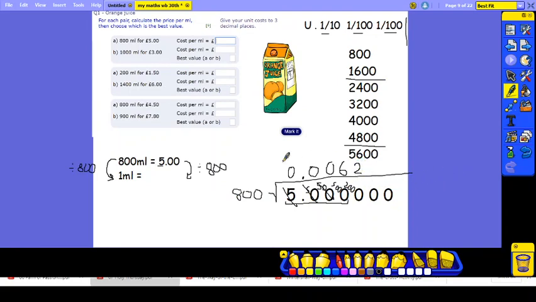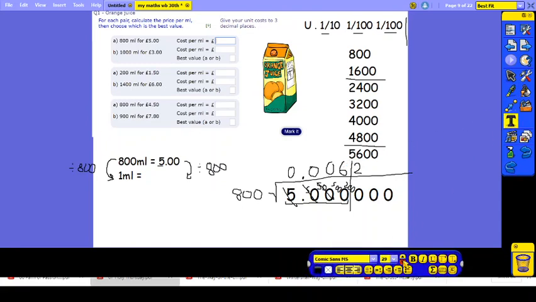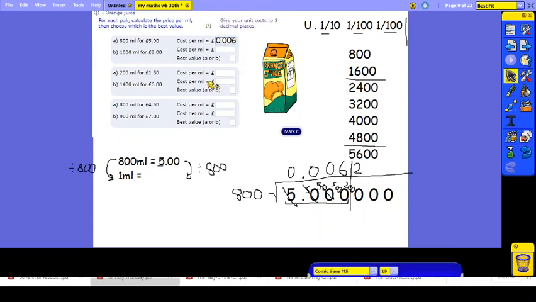There's no point in my time because it only wants it to 3 decimal places, so I would stop here. And it was worth me doing because it showed me it's 2, so this gets to stay as a 6. So then, I can see that for every millilitre for this first amount, I would have 0.006 pounds, sorry, to work out for the cost per millilitre. Okay. Let's have a go at doing the next one.